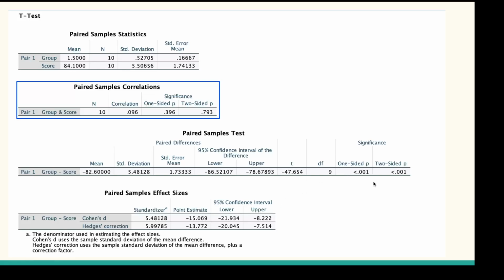Now, for the significance, this is the p-value associated with the t-test. It indicates the probability of obtaining a result as extreme as the one observed, assuming that the null hypothesis, usually stating no difference between the conditions, is true. In this result, the p-value is less than 0.001, which means the observed mean difference is statistically significant at the 0.05 significance level. This suggests strong evidence against the null hypothesis.